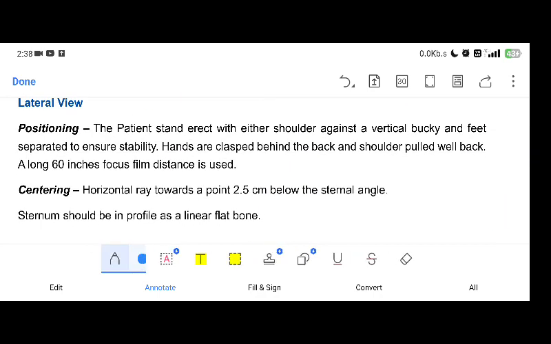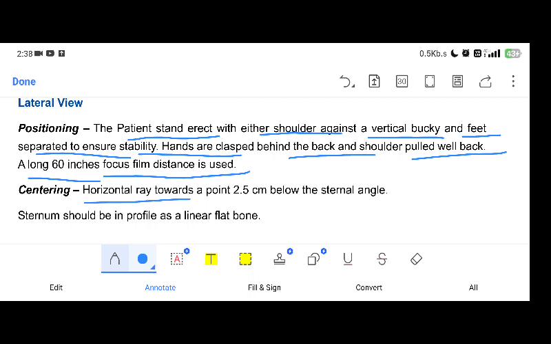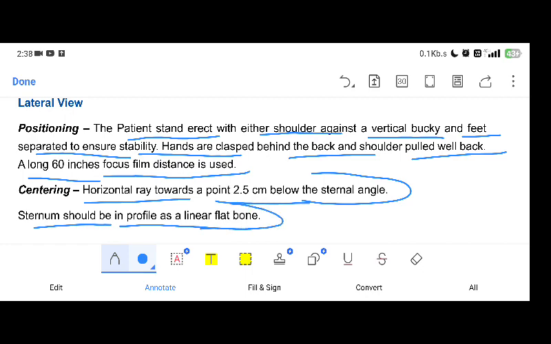For the lateral sternum view, the patient stands erect with either shoulder against the vertical bucky and feet separated to ensure stability. The hands are clasped behind the back and the shoulders pulled well back. A long 60 inch focus film distance is used, and the horizontal ray is centered towards a point 2.5 centimeters below the sternal angle. The sternum should be in profile as a linear flat bone.